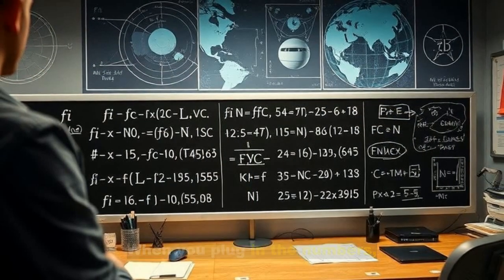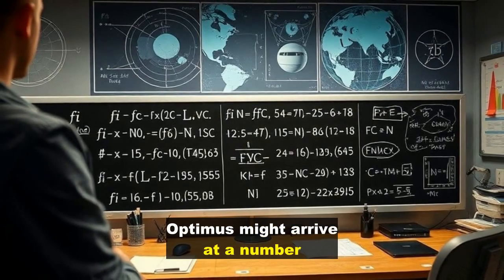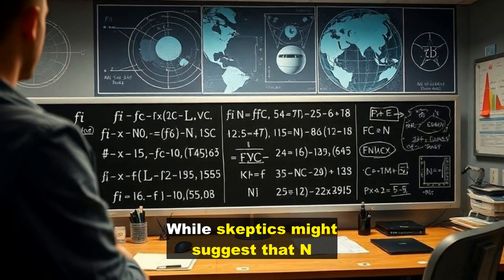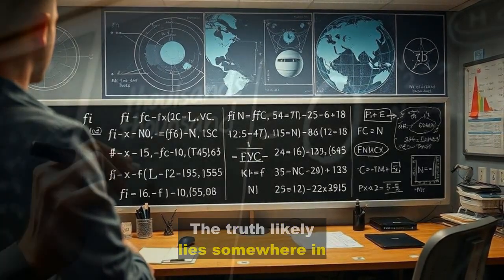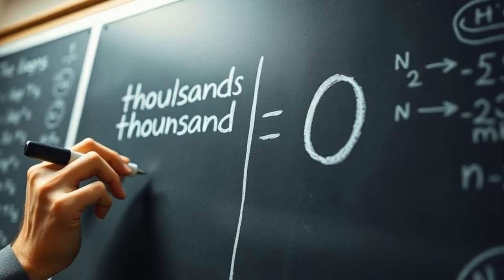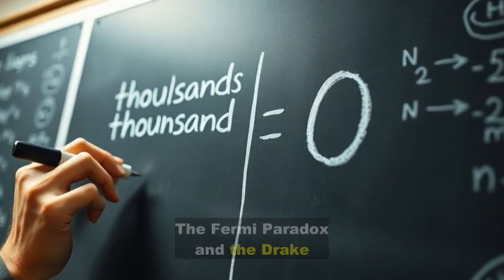When you plug in the numbers, the estimates for N vary wildly. Optimists might arrive at a number in the thousands, while skeptics might suggest that N is 0. The truth likely lies somewhere in between, but without more data, it's impossible to say for sure. The Fermi Paradox and the Drake Equation.